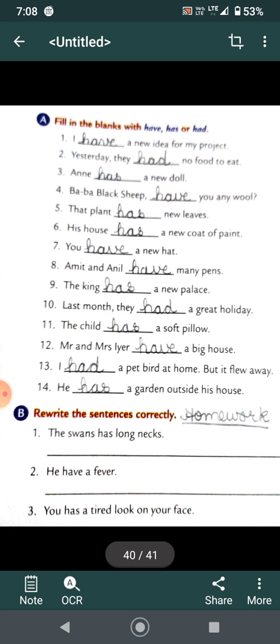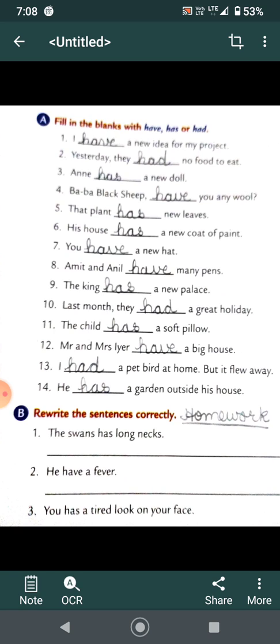Now children, let's move on to the exercise part of your book. Exercise A. Fill in the blanks with has, have and had. To start with, I have a new idea for my project. Yesterday they had no food to eat. Annie has a new doll, or you can say Annie had a new doll. Both are correct. Baa baa black sheep, have you any wool?